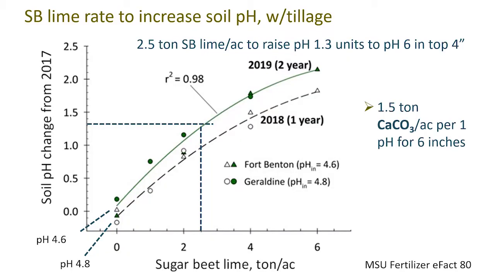So if I convert these numbers over to calcium carbonate, because you might be purchasing ag lime, the 2.5 tons of sugar beet lime per acre to raise 1.3 units pH to pH 6 in the top 4 inches, a lot of numbers there, works out to be about 1.5 tons of calcium carbonate per acre per 1 unit pH for that top 6 inches.